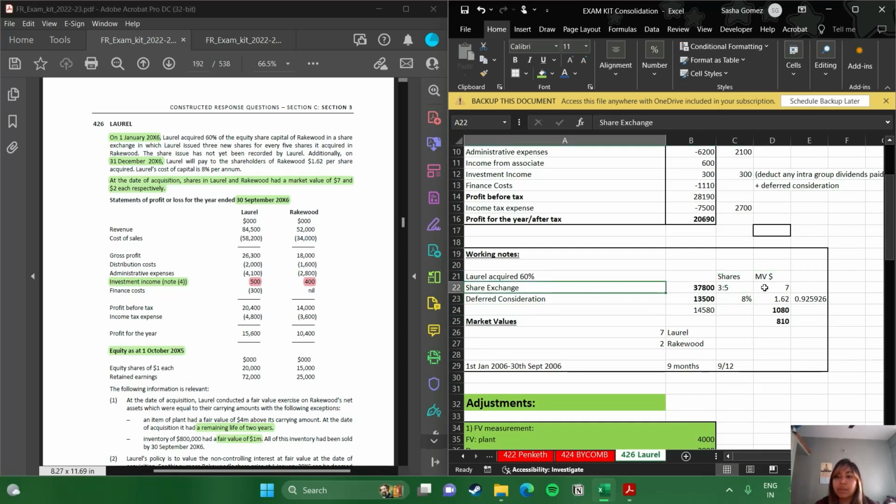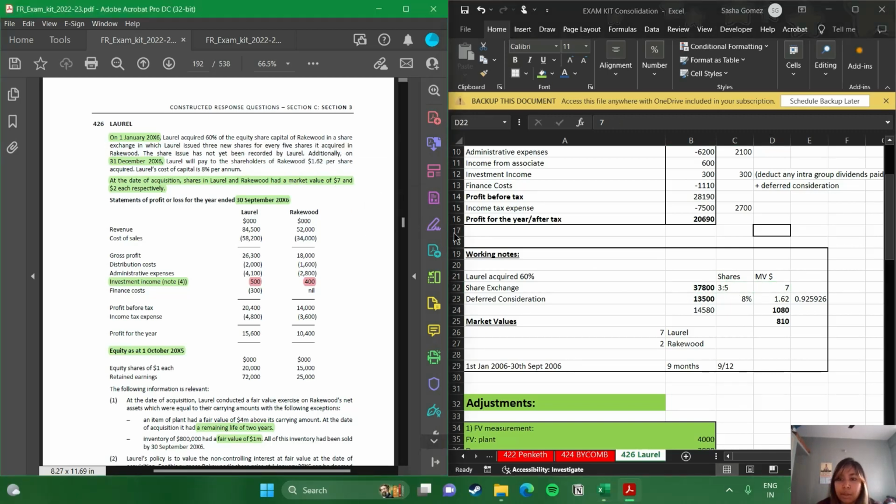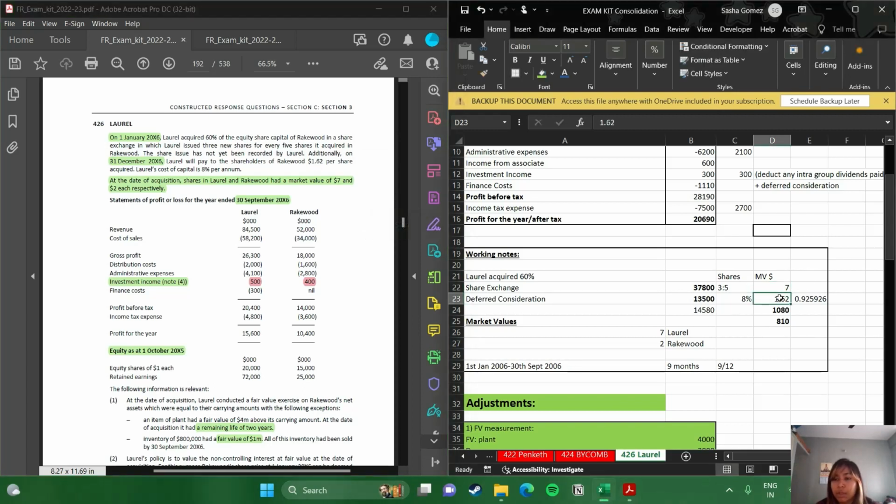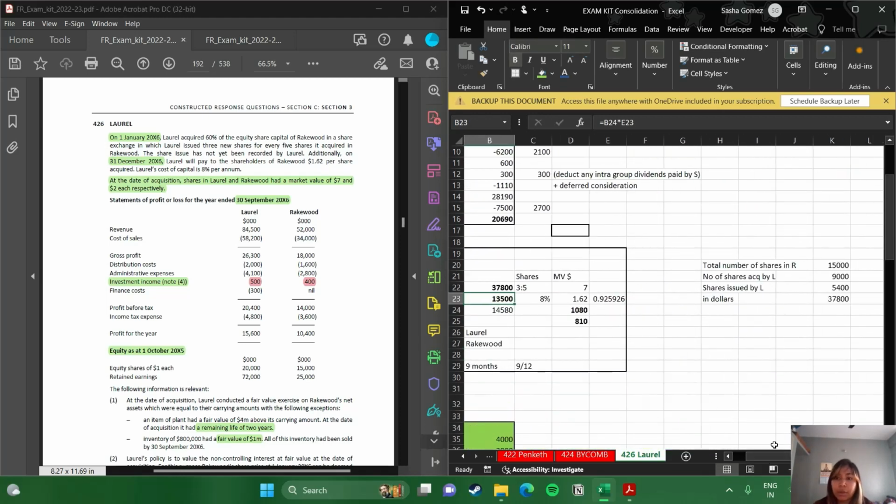Whenever you're doing a share exchange, you always take the market value of the parent company and you calculate it. For deferred consideration, it's 1.62 per share. Now we have 8%, so we calculate the present value amount. That's 1 plus 0.08 to the power minus 1, because it's for 1 year from 1st Jan to 31st December.